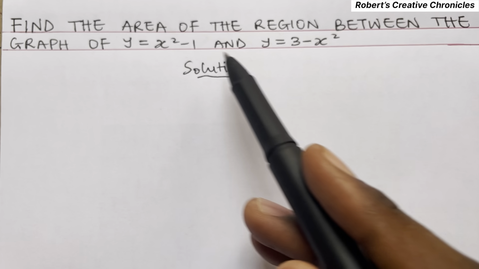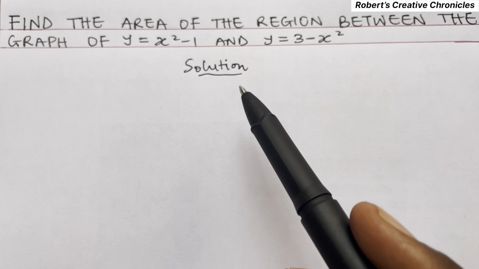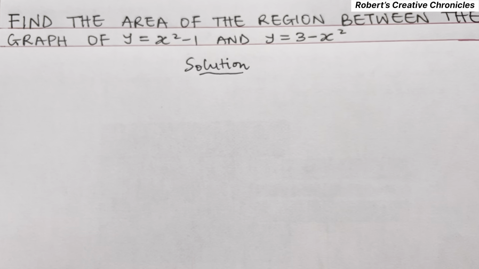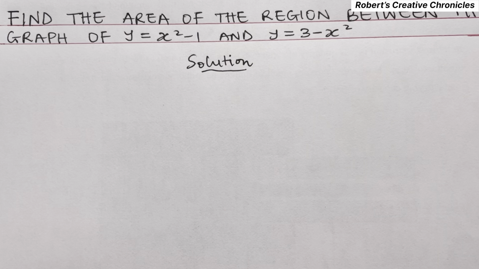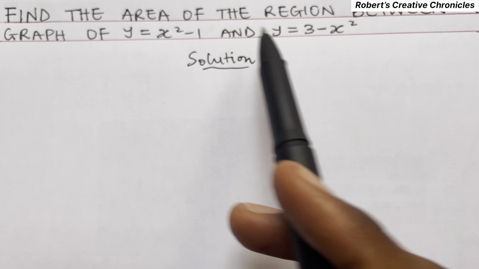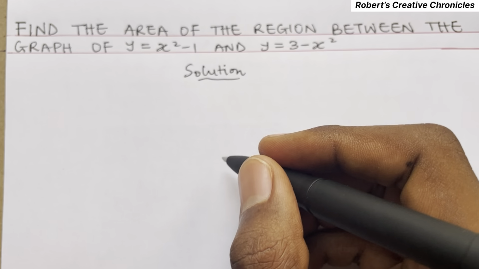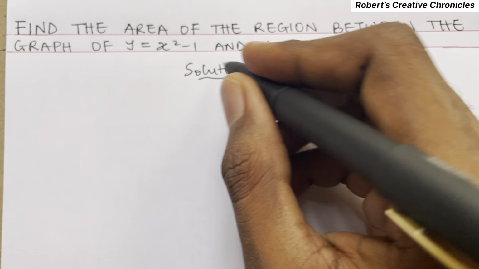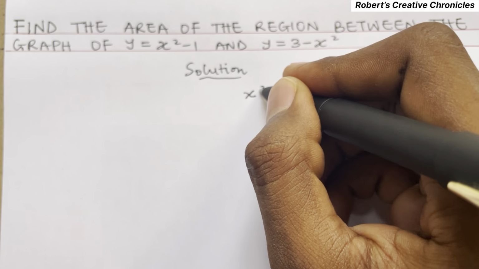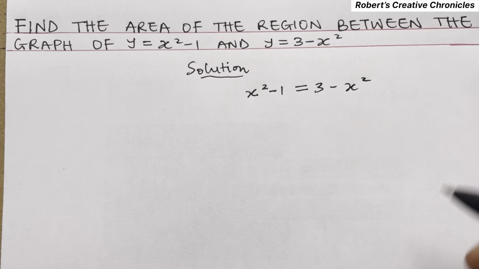So we have to find the area of the region between the graph of y is equal to x squared minus 1 and y is equal to 3 minus x squared. So first we have to equate the two equations to know where these two curves meet. So let's equate them. It will be x squared minus 1 is equal to 3 minus x squared.